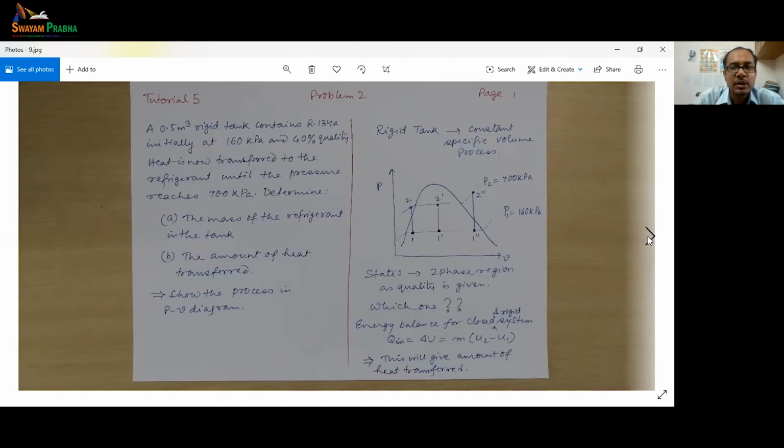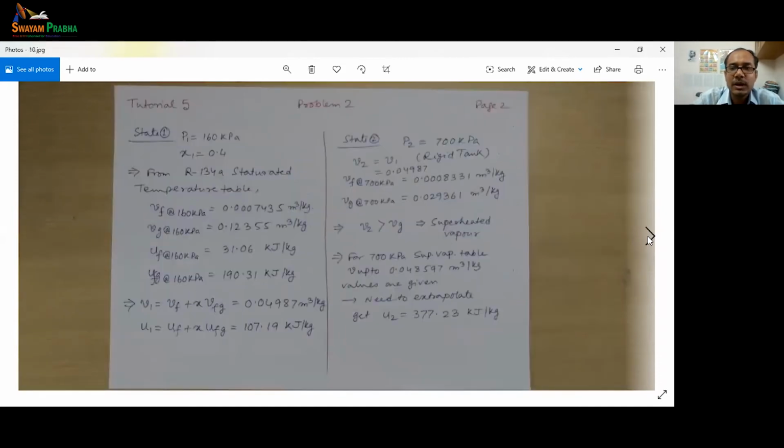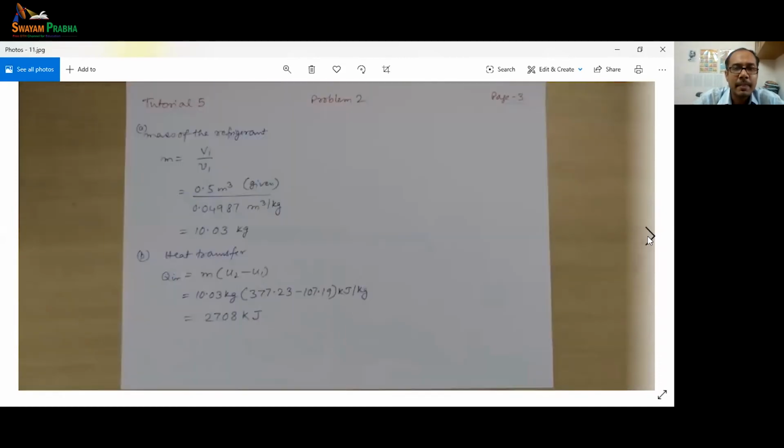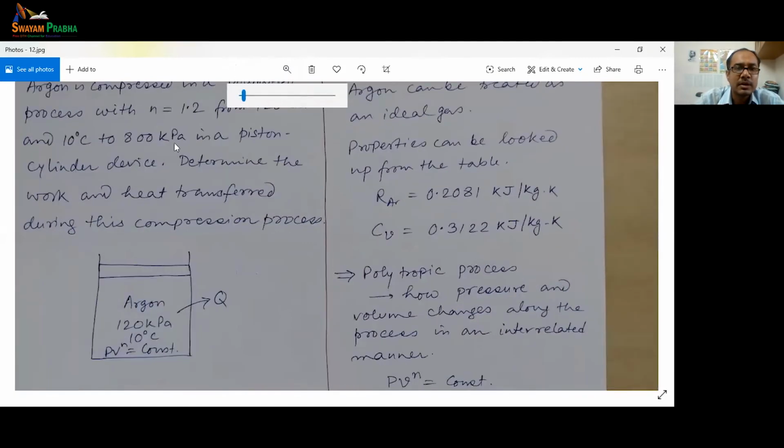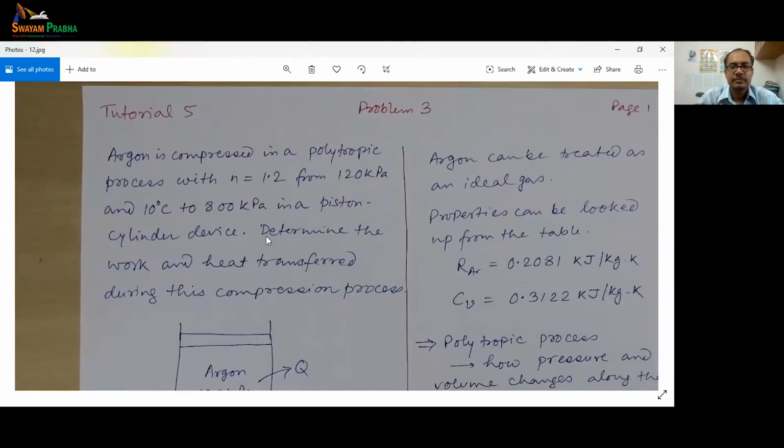Okay, so let's go to the next problem, where we are going to use not these two-phase systems but a gas.